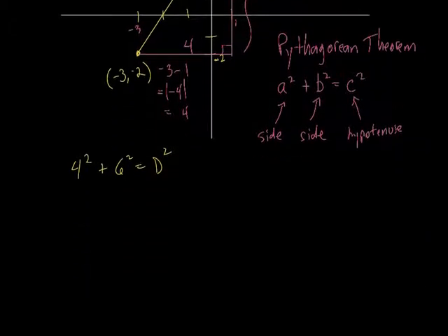Now watch. This is what I want you to do. I want you to multiply them and then add them up. So 4 squared is 16. 6 squared is 36 equals D squared. Let's add them up. What's that? 52 equals D squared. I don't leave it like this. I want to get D by itself.